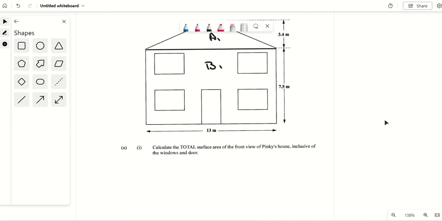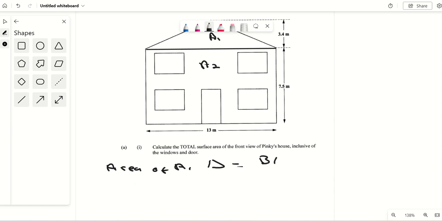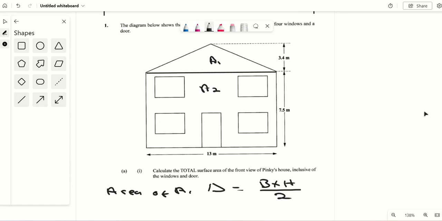Now, area of a rectangle, so we'll say area, not B1, we'll call this A2, right? So area of A1, which is a triangle, is base by height over 2. And even if you don't know this formula, guys, this formula is given in the formula sheet. They have it as a half base by height. Right now, if we look at this image, our base is actually, right.